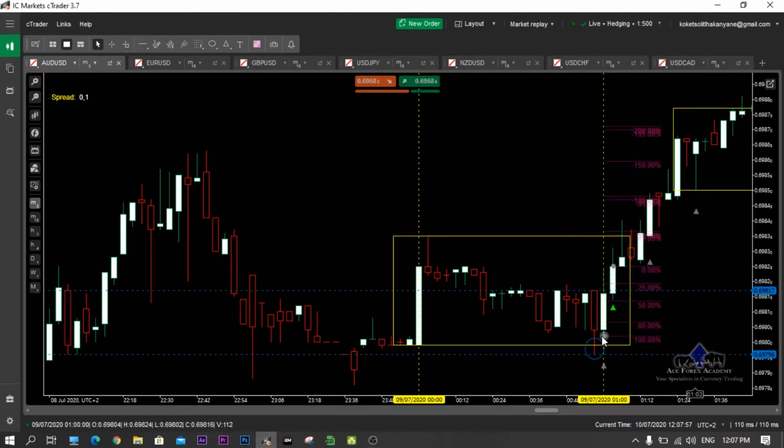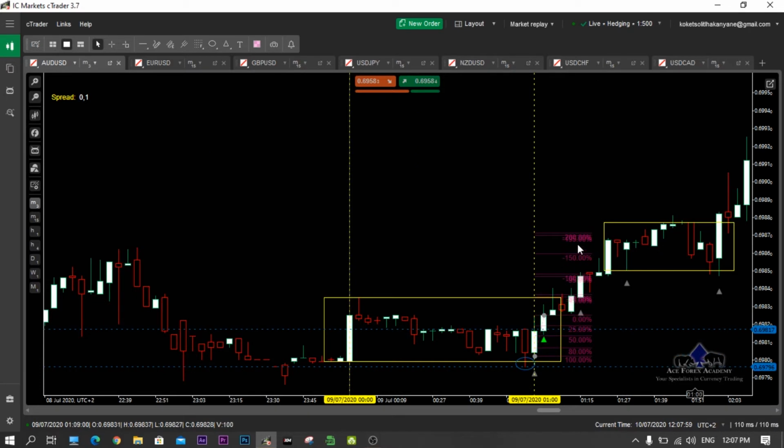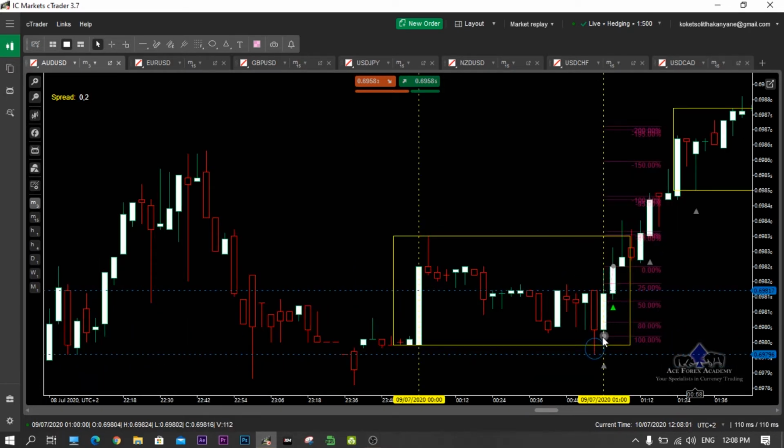But if you wanted to place it at the bottom of the swing movement, you are looking at a greater than 1:2 risk reward ratio. And this is how you would have taken this buy position from the consolidation that we marked out on our highest time frame, which was the 15-minute chart.